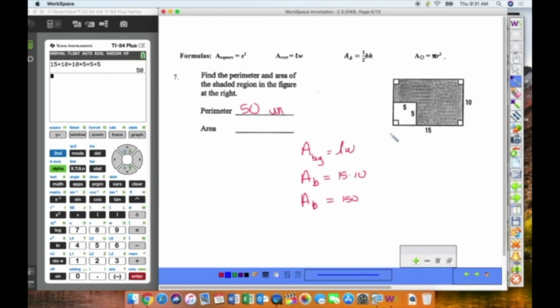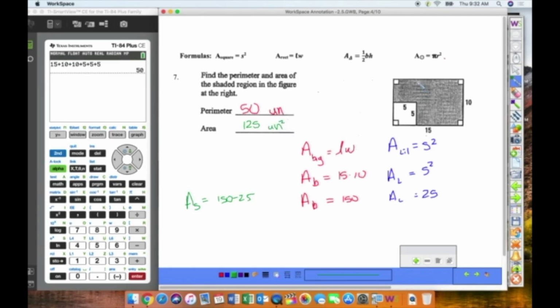Then, since I want to find the area of the little one, I'll do area of the little. That's a square, so side squared. Area of the little is 5 squared, which is 25. And to find the area of the shaded region, don't we need to take the area of the big and take away the area of the little? So the area of the shaded would be 150 minus 25, which is 125 units squared.